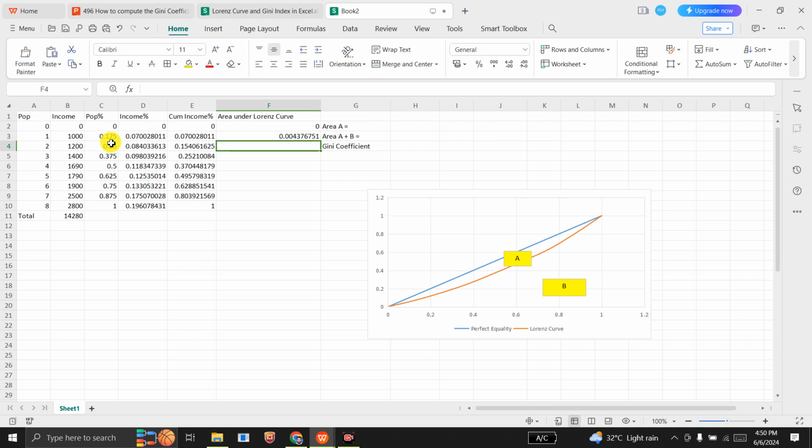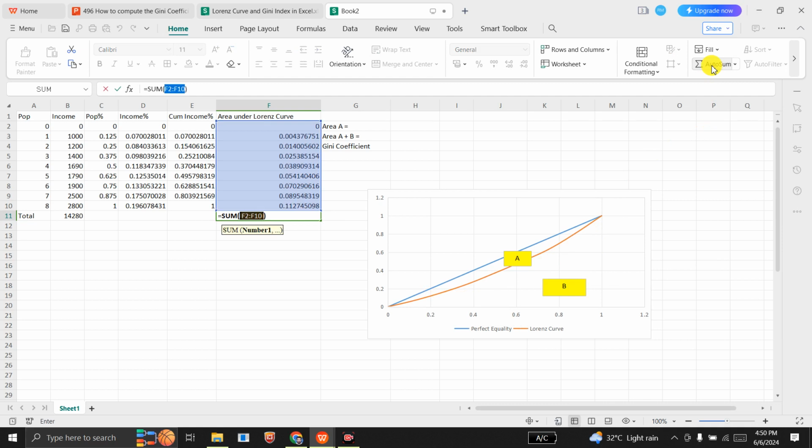0.125. So this is this area, and after that I'll drag this down up to here, and now I will sum up all these areas. So this will give me area under this Lorentz curve. So in order to do that, I'll sum this. So this is total area under the Lorentz curve.